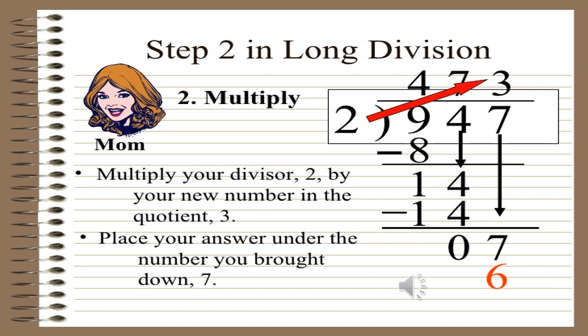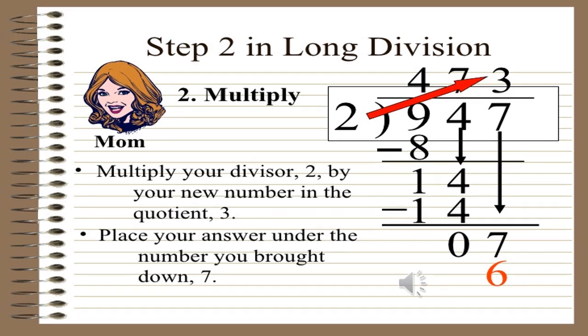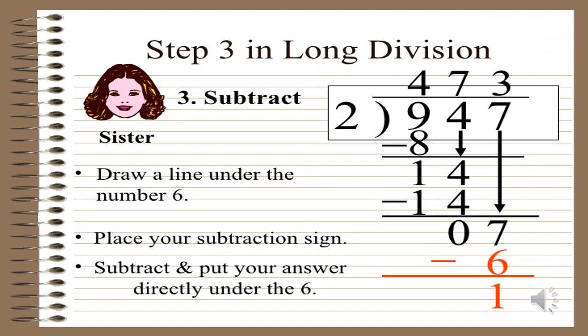Now again, we have to multiply our divisor by the new number obtained in the quotient. So here we now multiply 2 by 3. We get 6. We write it under the number we brought down. In this step, you have to subtract 6 from 7. So 7 minus 6 equals 1.